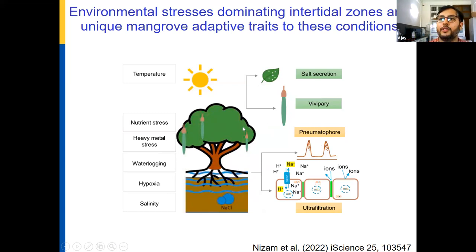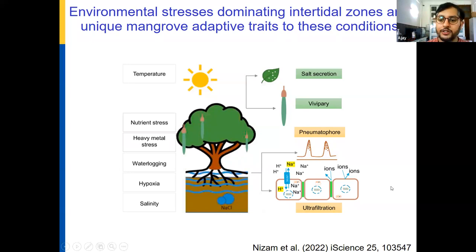Because once this germination is over, the plants will have some amount of tolerance, and when they fall on the water, they can survive. They can go to the shore and establish there, and then they start growing there. Then pneumatophores: you must have seen very beautiful structures coming from the soil upwards.